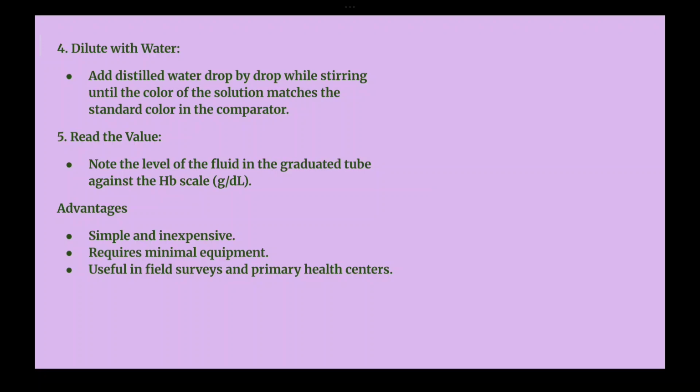The advantages of Sahli's method are that it is simple and not so expensive. It requires minimal equipment. There is no major costly equipment required, and it is useful in field surveys and primary health centers. So it can be used in a small scale setup for healthcare. Like in field surveys, if you're conducting a hemoglobin estimation, you can use it as a predictor of how much hemoglobin is present in the normal population.